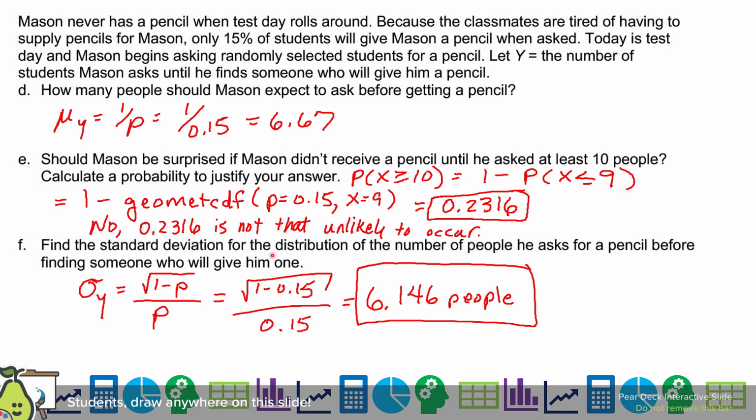Now find the standard deviation for the distribution of the number of people he asks for a pencil before finding someone who will give him one. And so we plug in 1 minus 0.15 over 0.15, take the square root, and we get 6.146 people, which means we expect the number of people he has to ask to typically vary by 6.146 around the mean of 6.67 people. So on average, we expect him to ask almost 7 people before he can get a pencil.